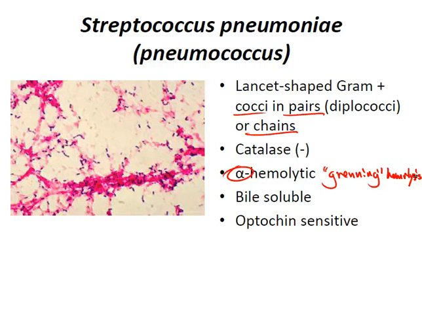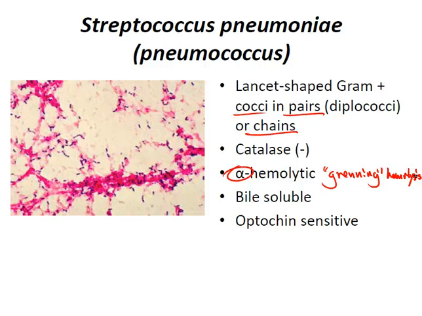Now, compare that to the viridans group streptococci. Viridans group streptococci are gram-positive cocci in pairs or chains. They're catalase negative, they're alpha hemolytic, but unlike strep pneumo, viridans group streptococci are bile resistant. They are not susceptible to lysis by bile. So strep viridans is bile resistant and optochin resistant. They are not susceptible to lysis by optochin. They can grow in the presence of optochin.